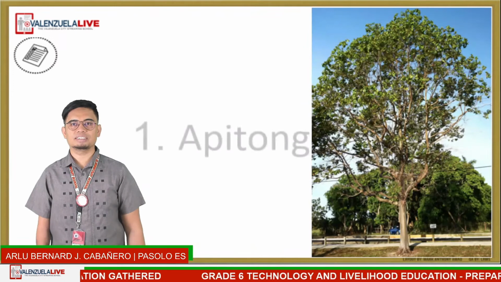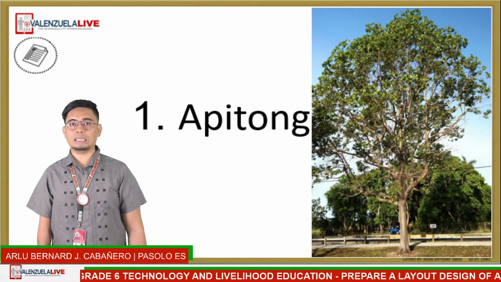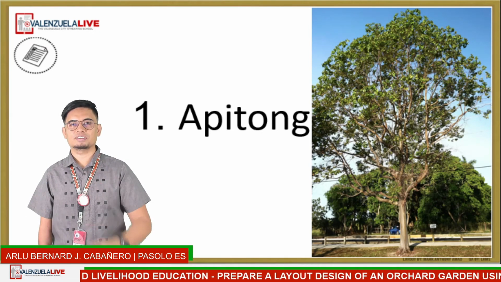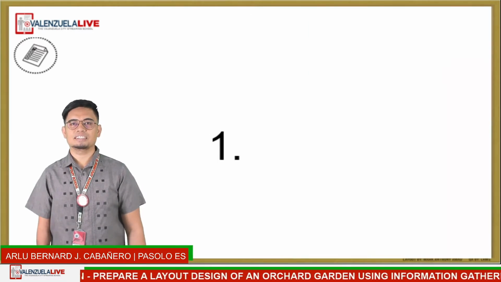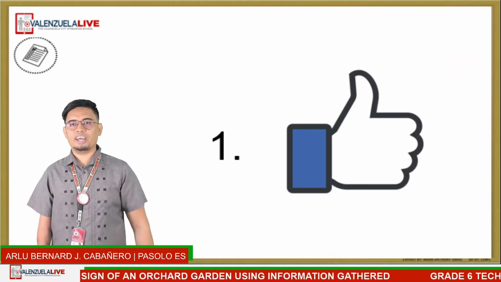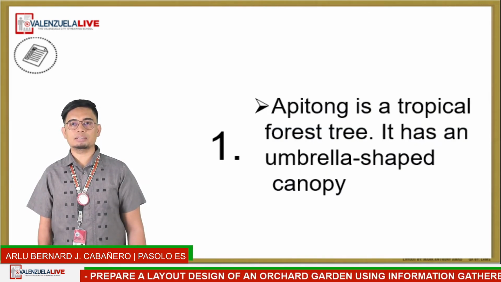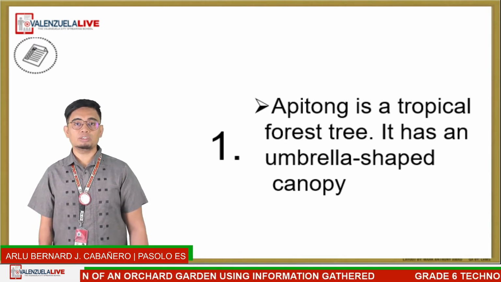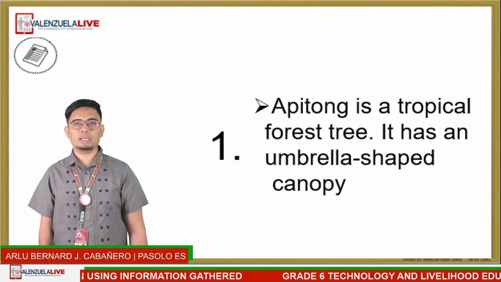Number 1, apitong. Is it a fruit-bearing tree: a heart or a like reaction? Kids, if you clicked the like reaction, you're correct. Apitong is a tropical forest tree. It has an umbrella-shaped canopy and a tall, straight, cylindrical trunk that can be up to 150 cm in diameter.